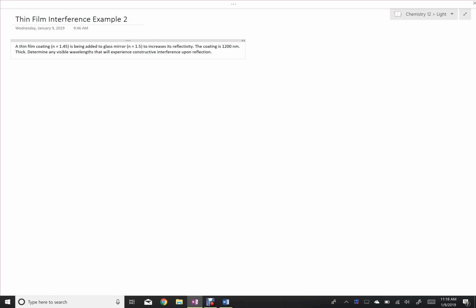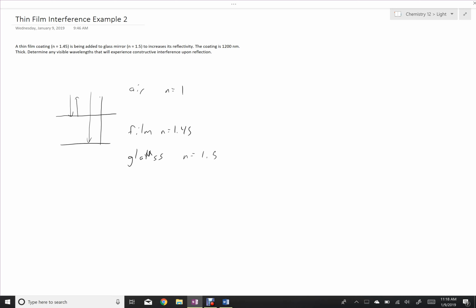So here's the film, which I said has a refractive index of 1.45. Here's the glass, which we will consider to be the glass of the mirror, and I said it was a 1.5. And here's air, which will be n equals 1. And there's piece of light 1 and piece of light 2. Again, those lines should be directly over top of one another. I'm only drawing them side by side so we can see them.